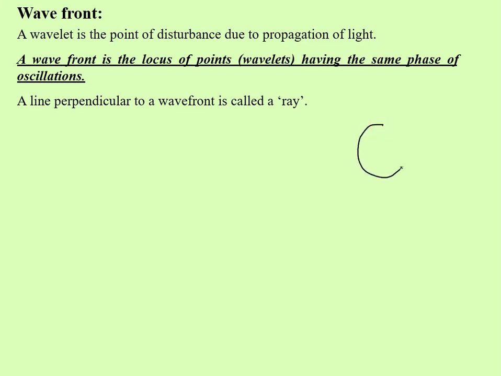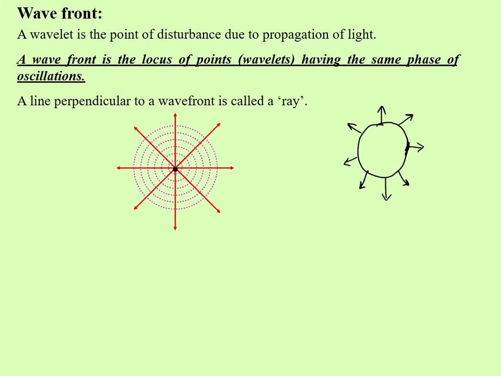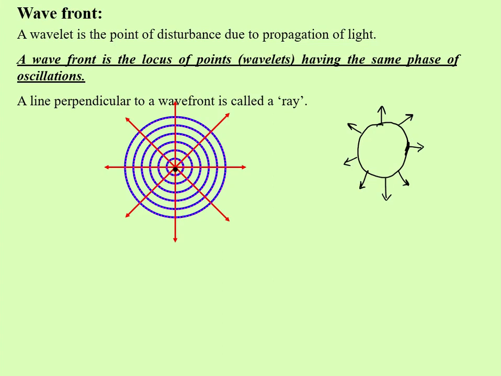If you remember, we had a circular wavefront and we had rays emerging that are perpendicular to the circle, and they show the direction in which these waves are propagating. So that's why we say that ray is perpendicular to wavefront. A line perpendicular to the wavefront is called ray. And we have various types of wavefronts. These are all spherical wavefronts, and remember, these blue circles are spheres. Lines perpendicular to wavefront are rays. These are all rays.